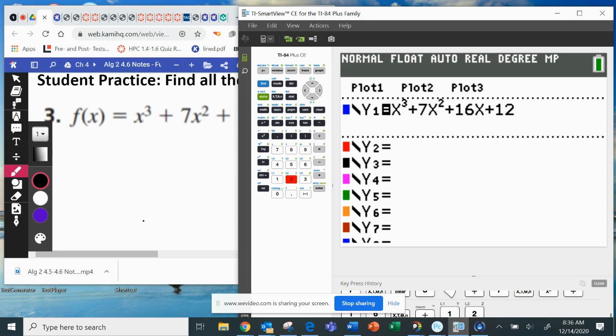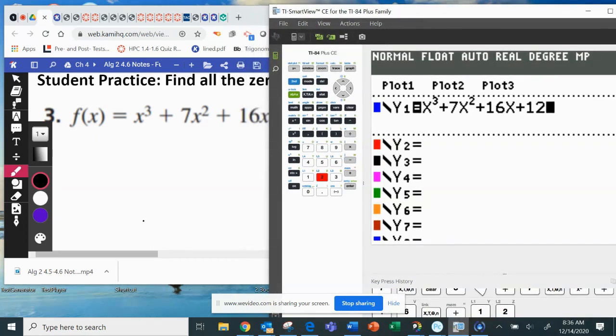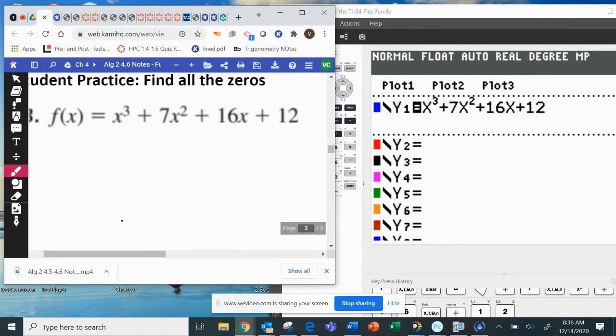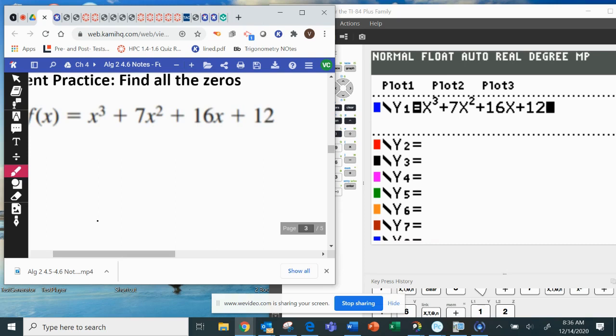So go ahead and type in the equation that is given to us. What should you do if you didn't bring your graphing calculator? Go to Desmos.com and type the equation in. Don't just sit here. You need to be bringing your calculator every day. If you did not bring it today, go to Desmos.com and type in the equation.